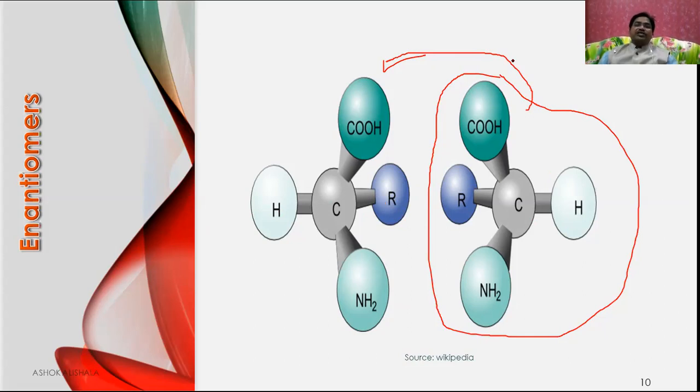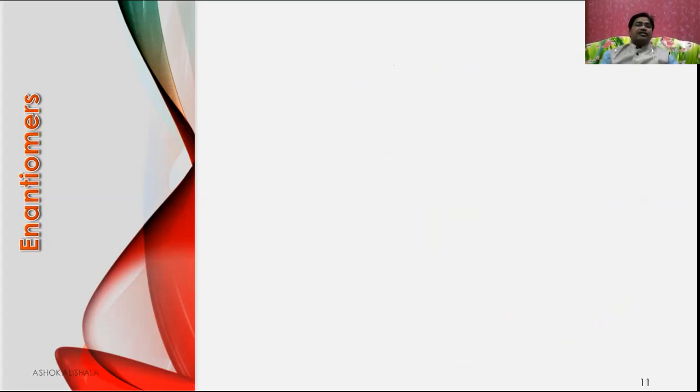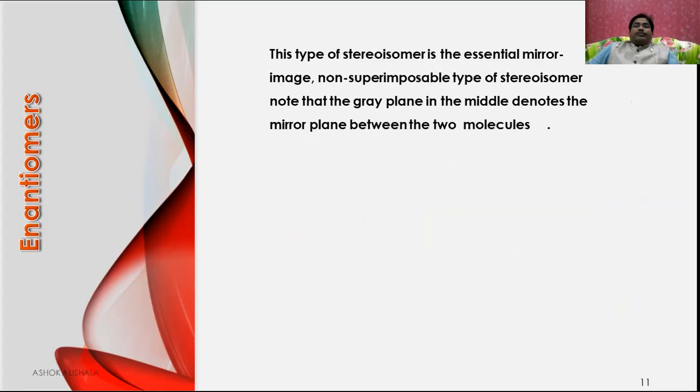Such compounds, this type of compounds which are non-superimposable mirror images, the optical active compounds, are called enantiomers. Now let us see. This type of stereoisomers is the essential mirror image, non-superimposable type of stereoisomers. Note that the gray plane in the middle denotes the mirror plane between the two molecules.